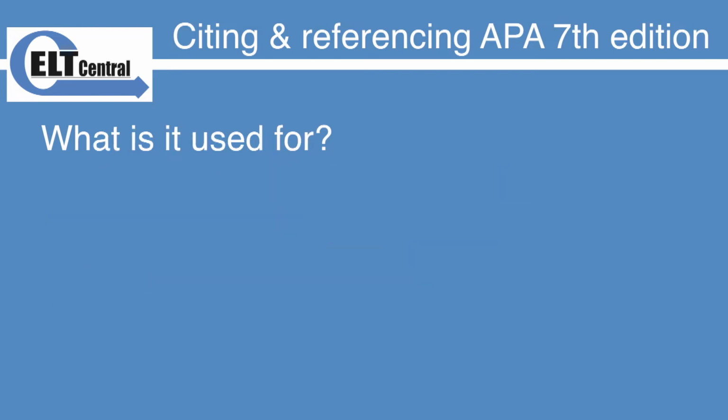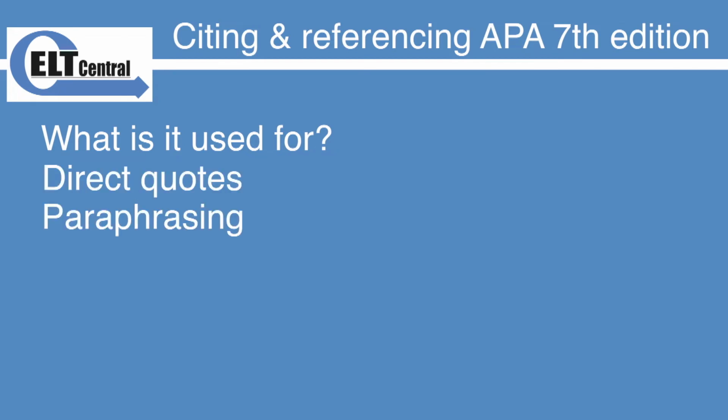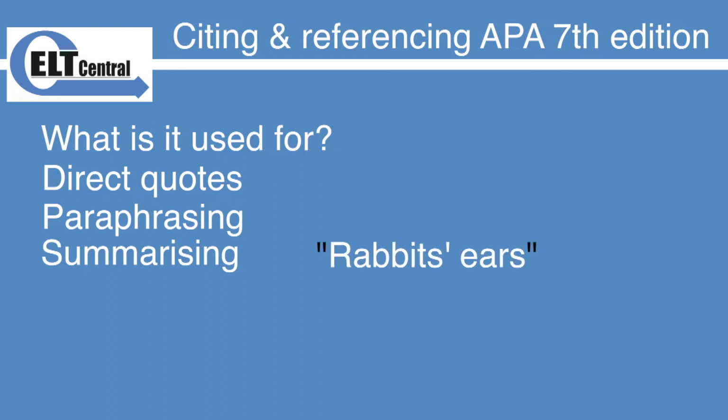Next thing is, what is citing and referencing commonly used for? All right, we use it for direct quotes, paraphrasing, and summarizing. All right, so direct quotes, we do this using rabbit's ears and a couple of other formatting things that I'll explain soon. Paraphrasing, that's when you use someone else's ideas, but you put them in your own words, and we'll look at that in a little bit more detail later on.